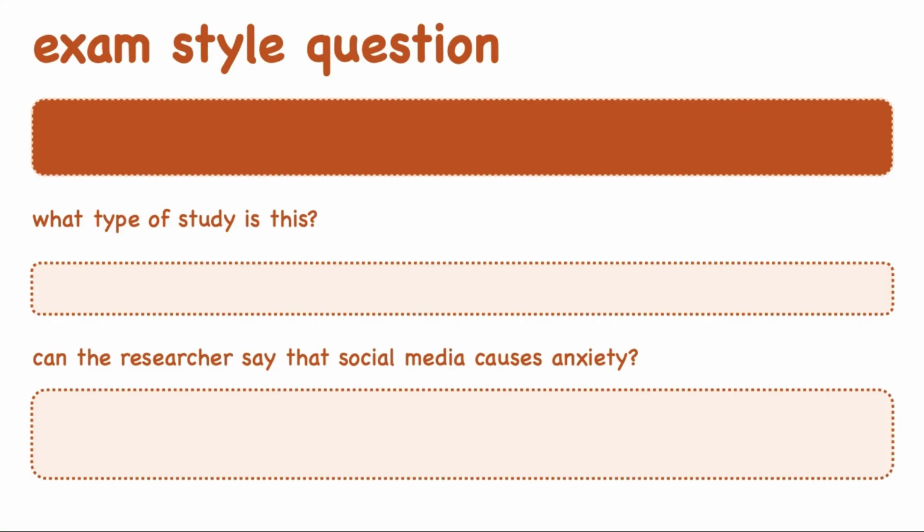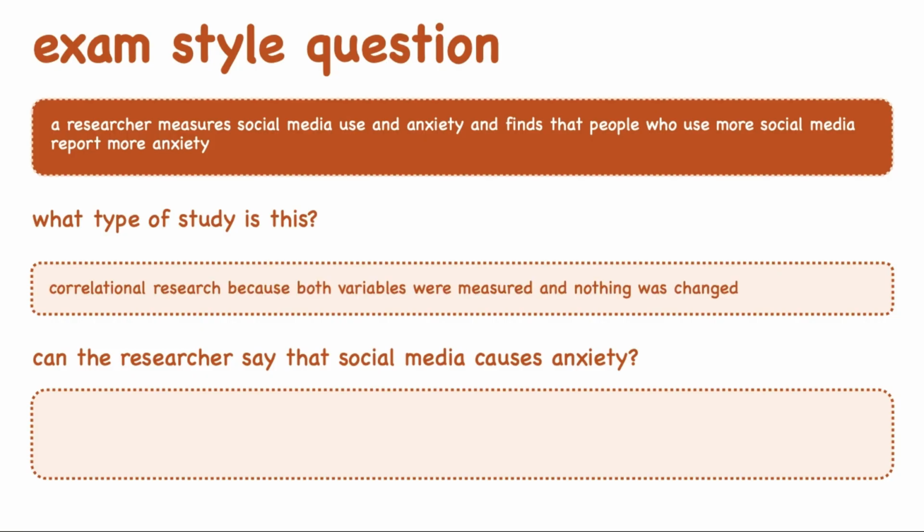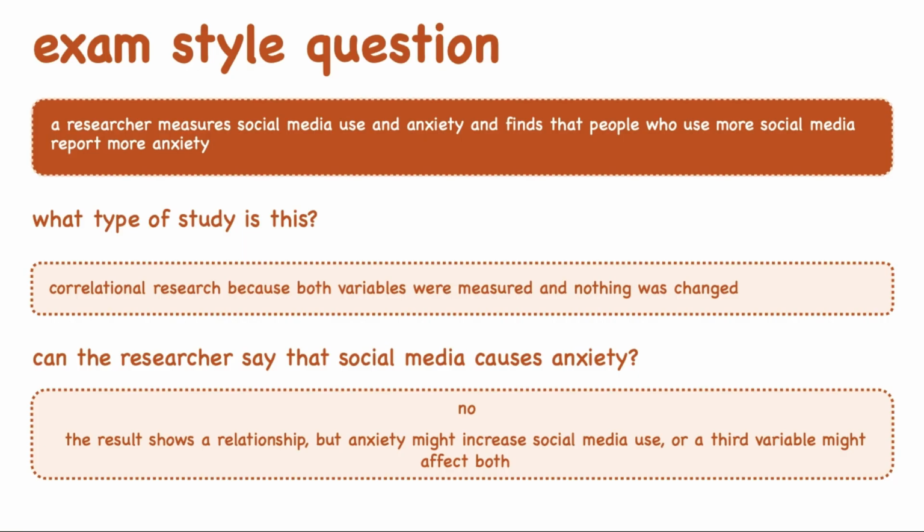Here is an exam-style question. A researcher measures social media use and anxiety and finds that people who use more social media report more anxiety. What type of study is this? It is correlational research because both variables were measured and nothing was changed. Can the researcher say that social media causes anxiety? No. The result shows a relationship, but anxiety might increase social media use, or a third variable might affect both.